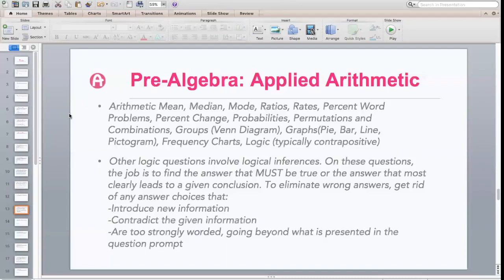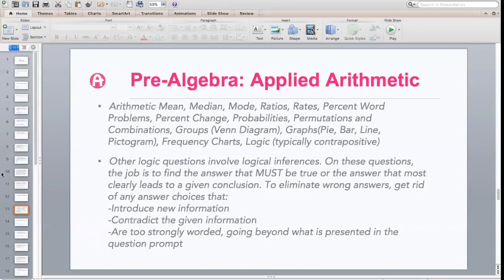They should be familiar with graphs, particularly pie charts, bar graphs, line graphs, and pictograms, frequency charts, and sometimes they do ask logic questions, which doesn't necessarily come up in a student's typical curriculum, but it's rarely more than if A, then B type of questions. And the ACT likes to ask specifically about the contrapositive. So if A, then B, then the contrapositive of that is if not B, then not A. So it's the negative reverse of the logical statement they give.